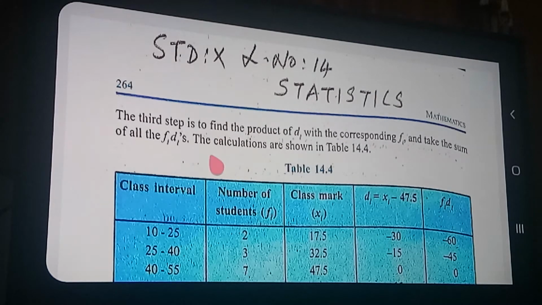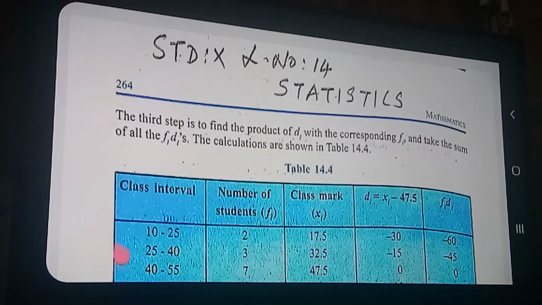For the examination, which method is asked? Suppose a question comes in such a way: do by assumed mean method, then you apply assumed mean method. If step deviation is asked, use step deviation method, and if direct method is asked, use direct method. If no method is mentioned in the question, you can do it in any method.